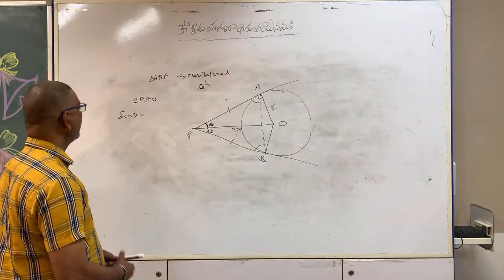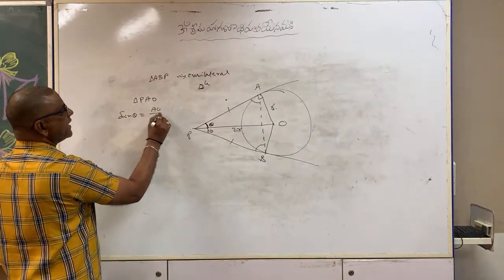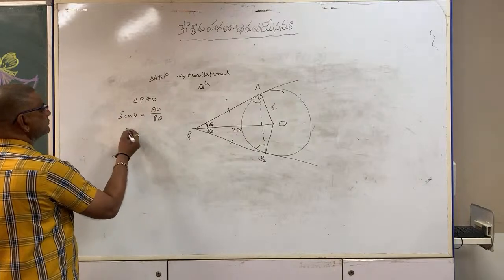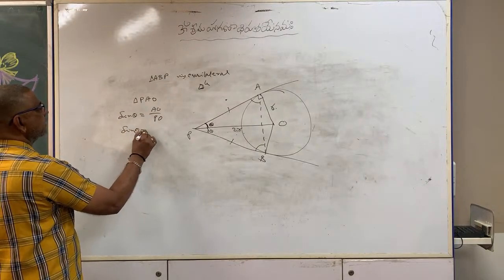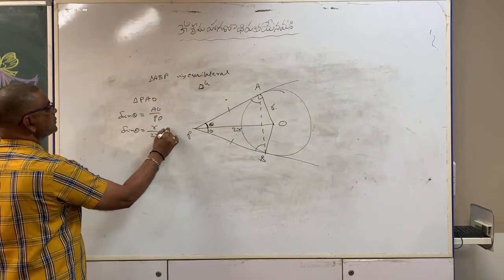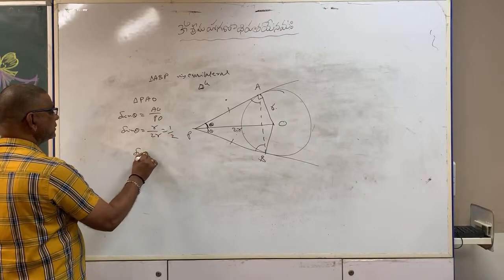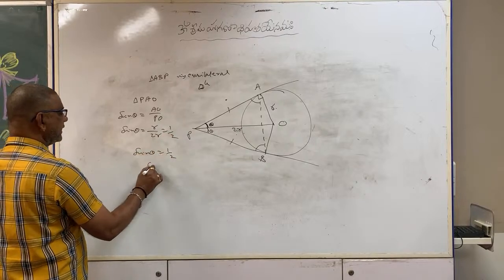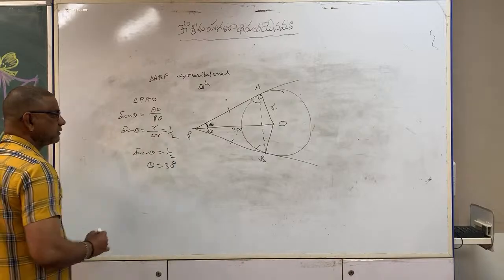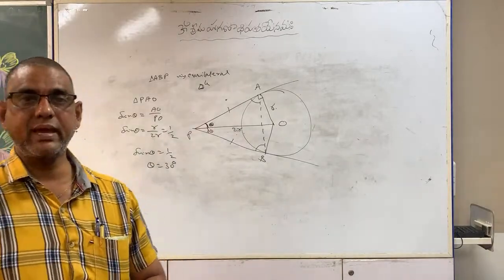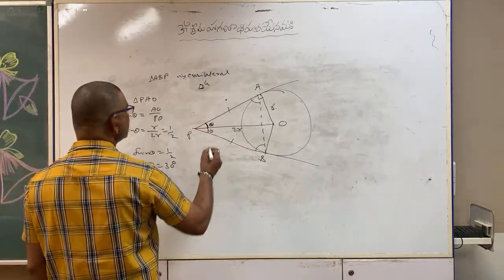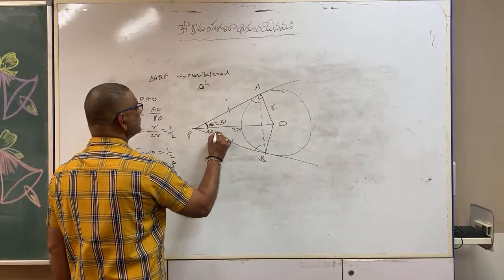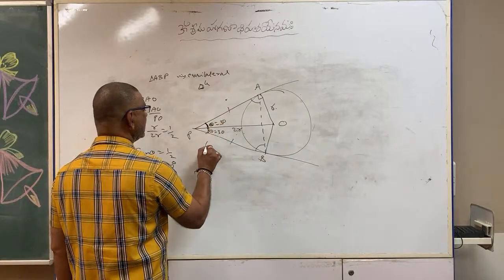So sin theta is AO by PO. AO is R, PO is 2R, which is 1 by 2. Sin theta is 1 by 2, then theta must be 30 degrees. If this is 30, automatically this is also 30, then this total angle is 60.